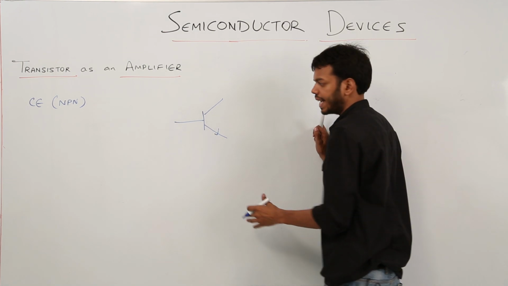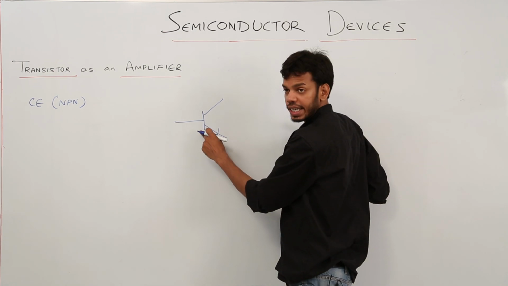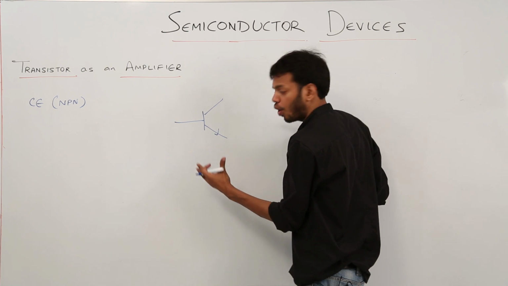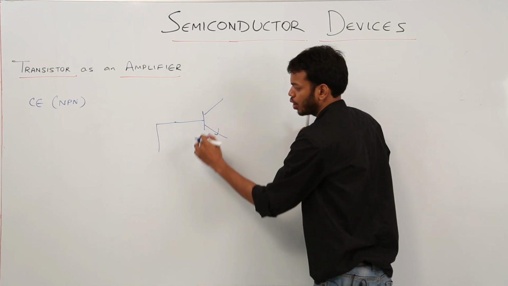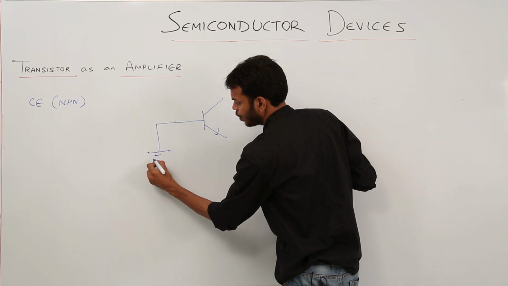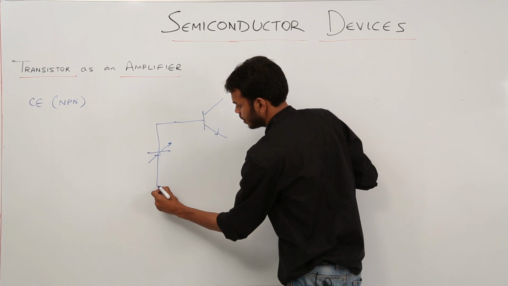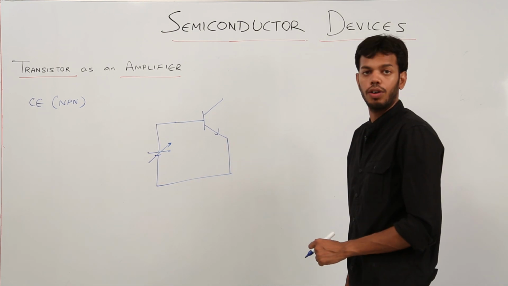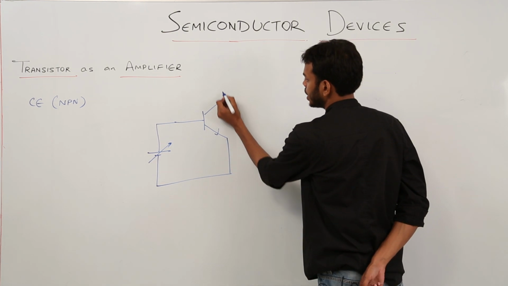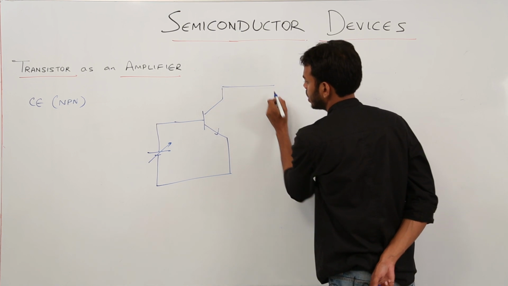We already know that this is the emitter, this is the base, and the emitter base region is supposed to be in forward bias state. So positive to positive, negative to negative, with a variable voltage, and this is now in forward bias state. Now what next? This region, the collector and emitter region.